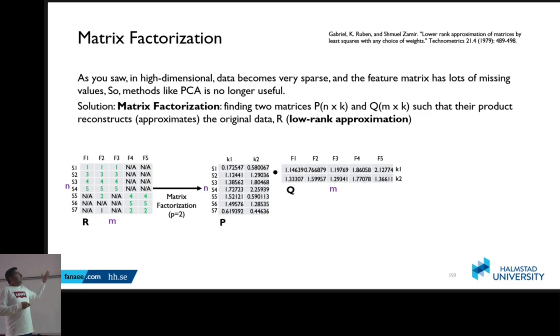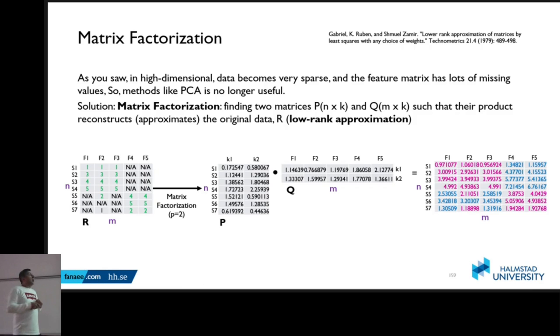So that the inner product of these two matrices reconstructs or approximates the original data. It's called low rank approximation. Since we have missing values, we cannot apply PCA to this data. We need to approximate that with optimization. So how does matrix factorization work?